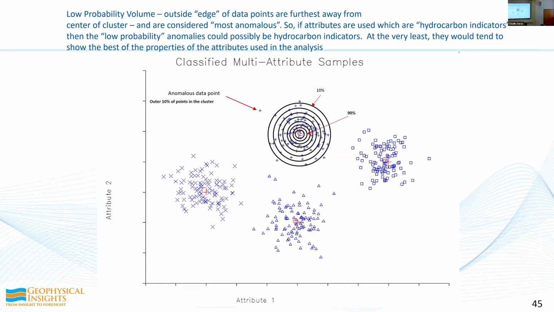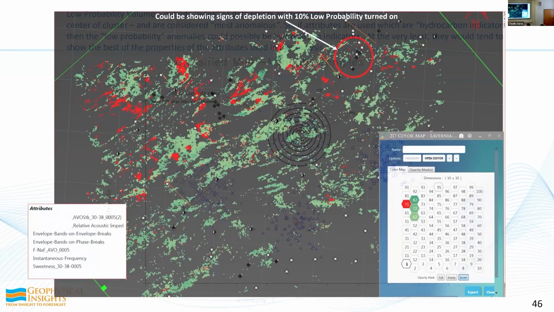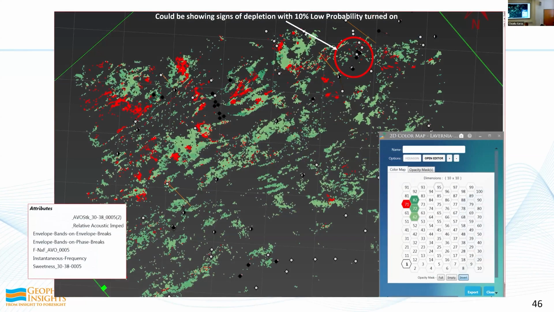When you run a self-organized map in Paradise, you get 2 volumes. You get the classified volume that you've been looking at, and then you get another volume called probability or low probability. What I've found over the years when I'm looking for prospects is that the most anomalous data points on the edges of the clusters are where your AVO anomalies are. That's where your production is. The whole cluster is the background noise plus the anomalous data points. If you turn off all the background noise and only look at the 10% most anomalous data points, the area that had been produced disappears.